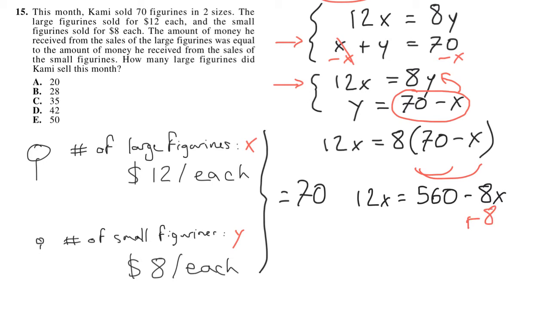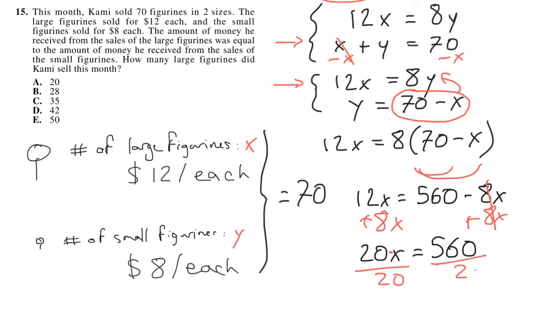Now add 8x to both sides, which cancels that out. 12x plus 8x is 20x equals 560. Last step, we know that 20 times x is a multiplication, so we do the inverse operation, which is dividing by 20. And that isolates our x. X equals 28. Put a box around it, put a bow on it, and the answer is B.